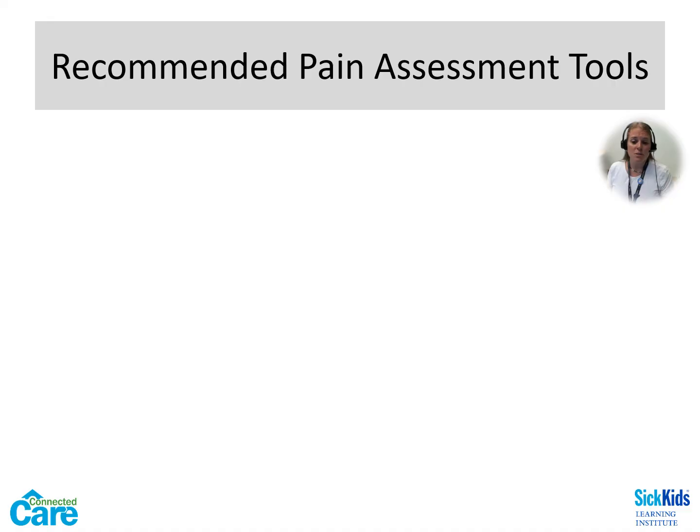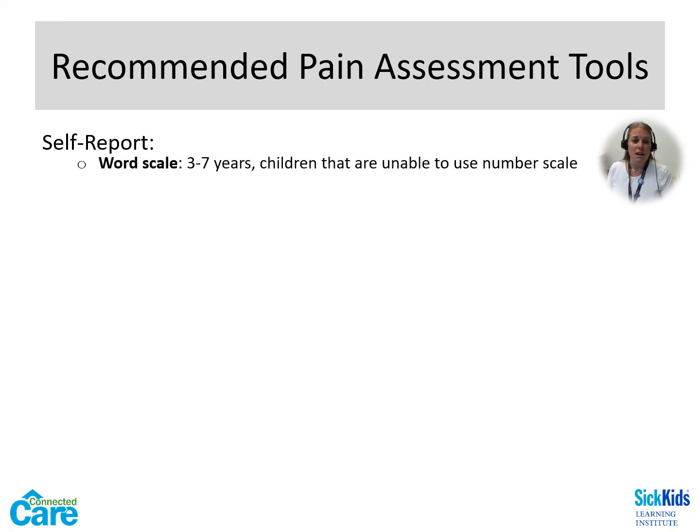The first three pain assessment tools we'll discuss are ones that can be used when the child can self-report pain. The first being the word scale, which is commonly used for children 3 to 7 years of age, or when the child's unable to use the numeric scale. When using the word scale, you can describe pain as how much hurt, sore, pain does the child have? Is it none, a little, medium, or a lot of pain?